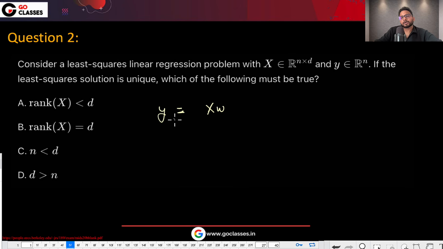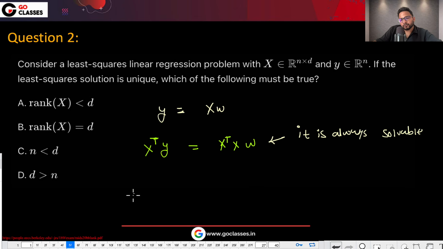Now since this is not directly solvable, because there need not be any w that directly solves this, we say that we can have x transpose y equal to x transpose x w. So basically this is always solvable. It could have a unique solution, or could not have a unique solution, but it is always solvable, right?